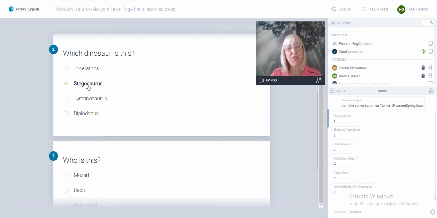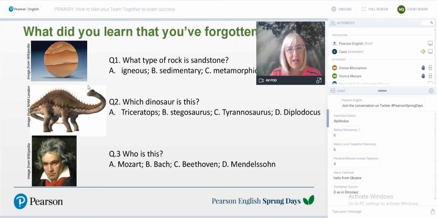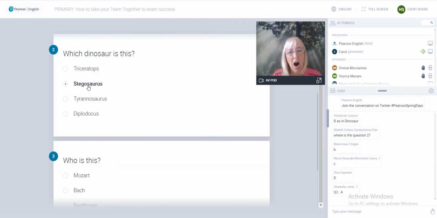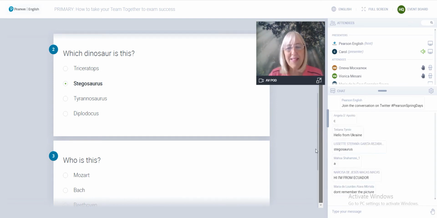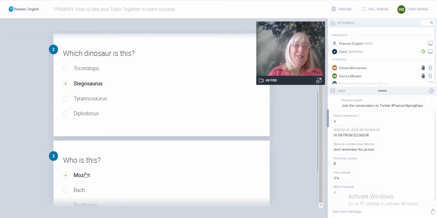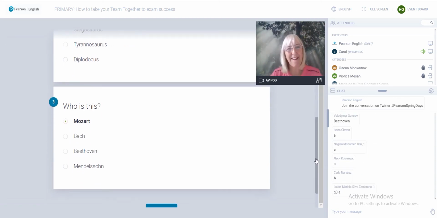And question number 3, Johnny, can we just have the slide again for 1 second? There's a picture of a distinguished chap. Who is it? A, Mozart, B, Bach, C, Beethoven, D, Mendelssohn. Now, I hope those of you that can are having a go at trying to guess. If not, just play in your head, it's fine.